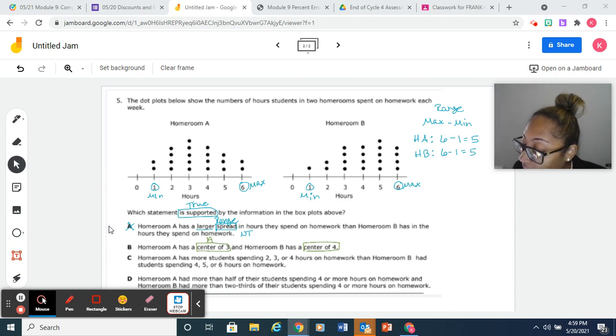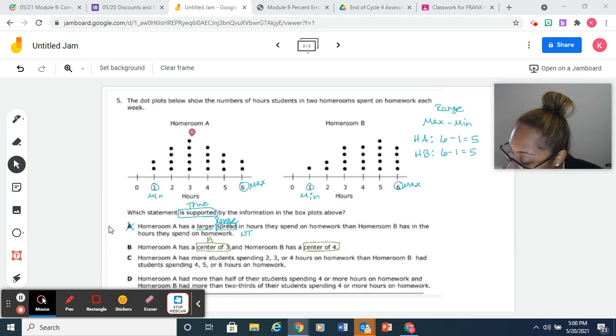So if we're looking at the dots for homeroom A, we count 1, 2, 3, 4, 5, 6, 7, 8, 9, 10, 11, 12, 13, 14, 15, 16, 17, 18, 19, 20. There are a total of 20 dots. So the middle of our data would be where our 10th dot would be, because 10 is the middle of 20. So dot 10 is going to be 1, 2, 3, 4, 5, 6, 7, 8, 9, 10. So right here is where our center for our data would be.